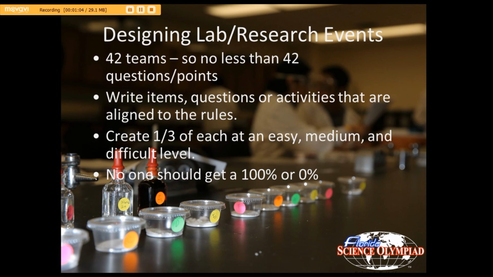So when you are designing these events, there are 42 teams, which means that you should not have anything less than 42 points, because it will result in immediate ties. And what I would recommend with 42 teams is making at least an 80, 90, 100 point test. Make sure that you read the rules, know what is going to be tested, look at the clarifications page, and then write according to those.